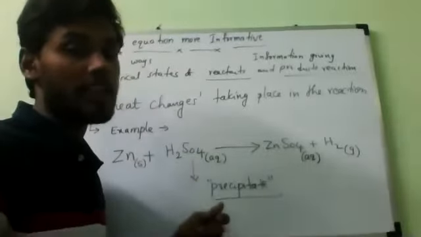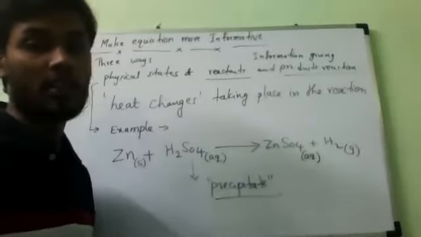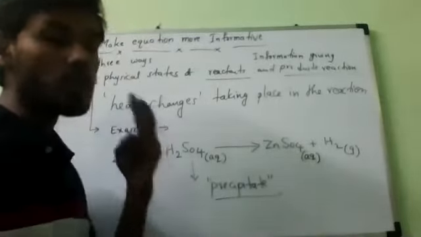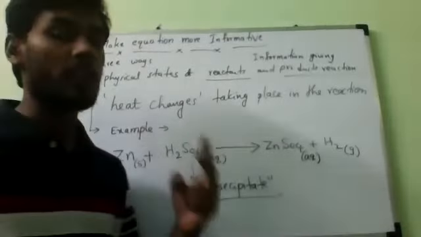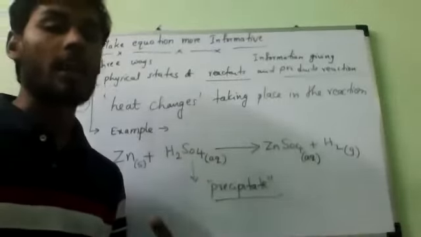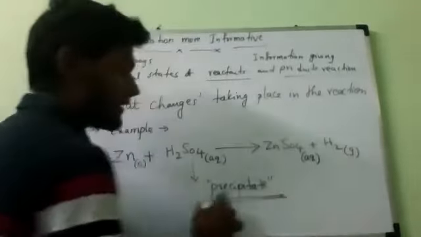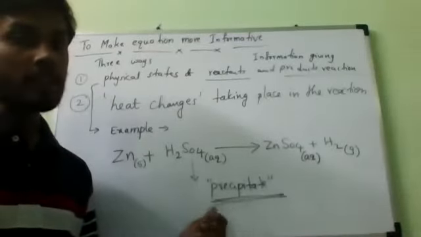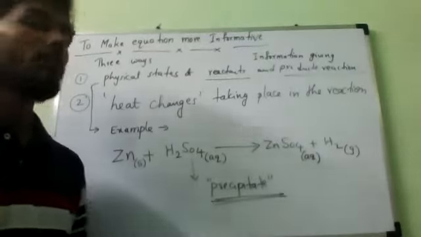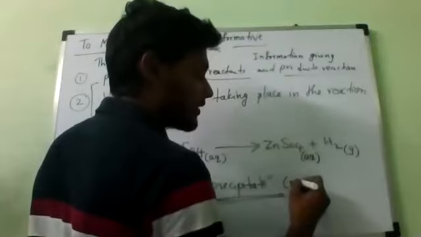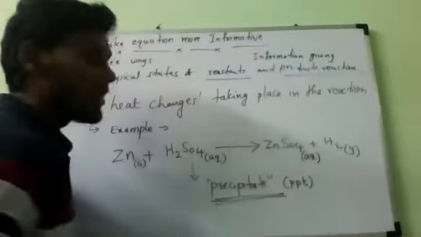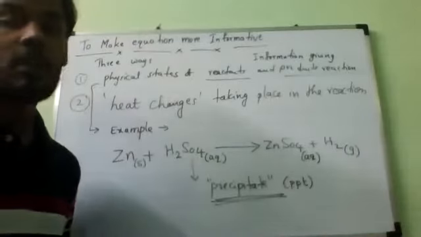In some cases, an insoluble product is formed by the reaction between solutions of reactants, or a solution and a gas. There, an insoluble solid substance is called a precipitate. This precipitate is a solid substance, so its physical state is indicated in the equation by the symbol s, or else we can write PPT for the formation of precipitate. This is the representation of a precipitation reaction.